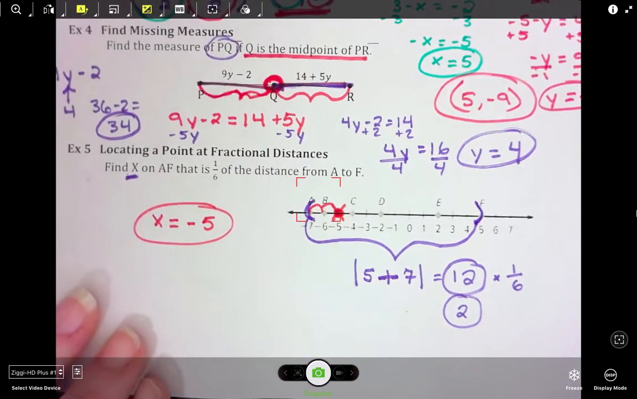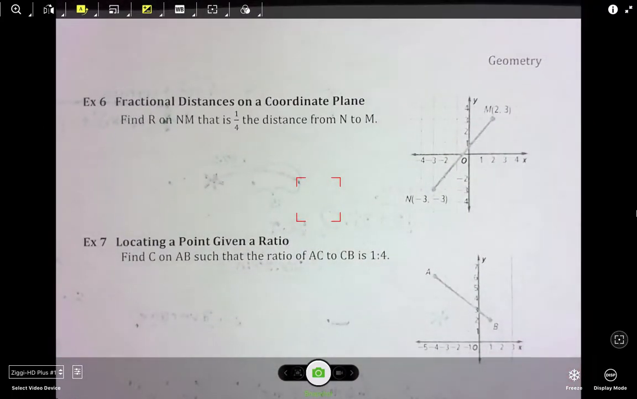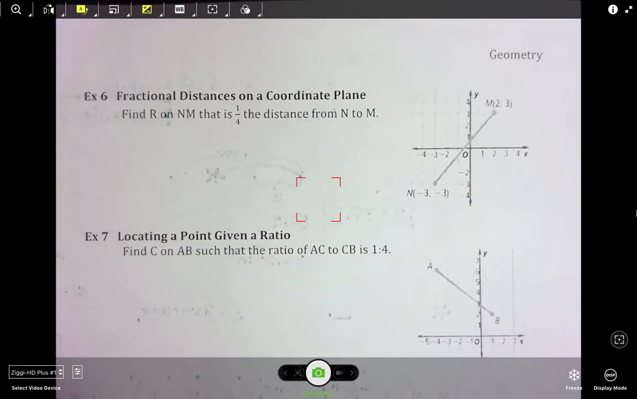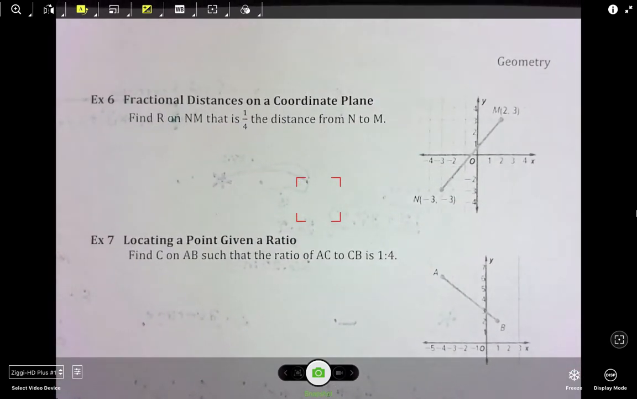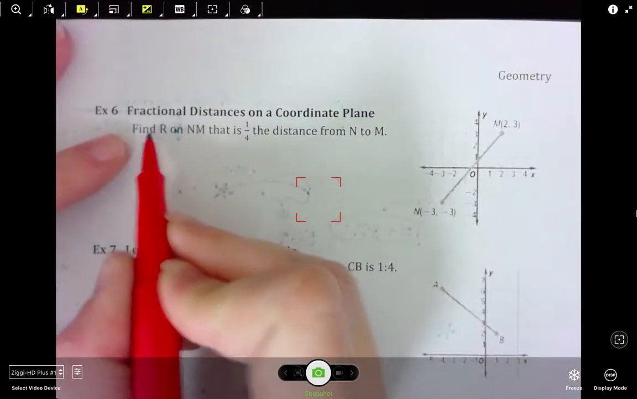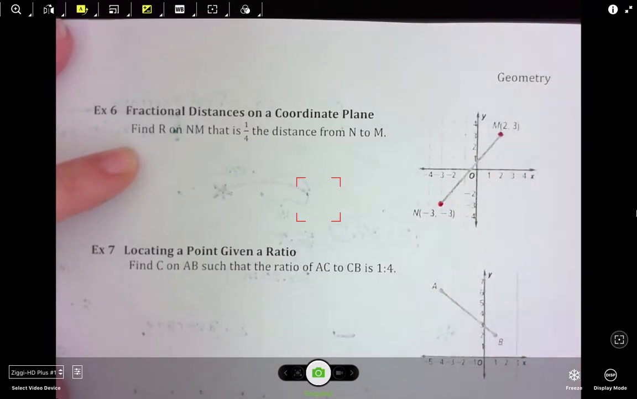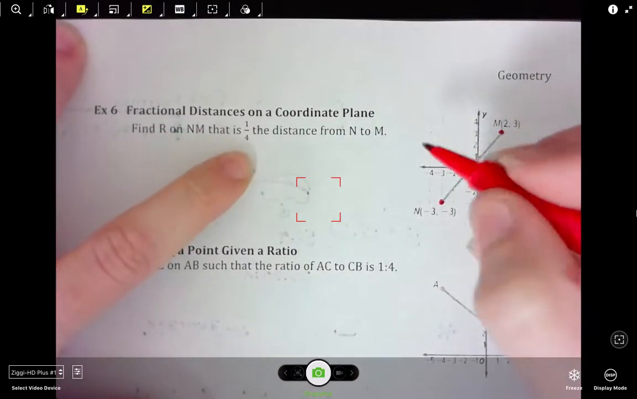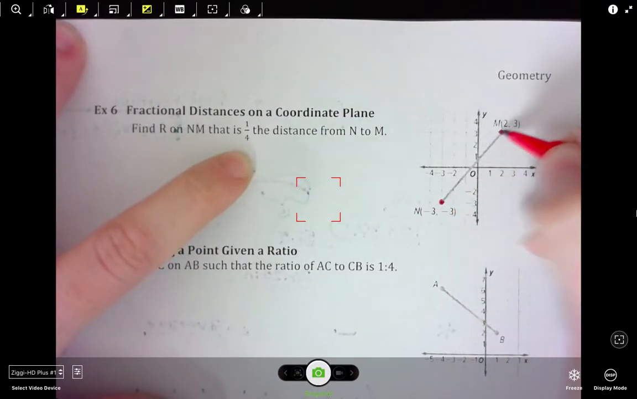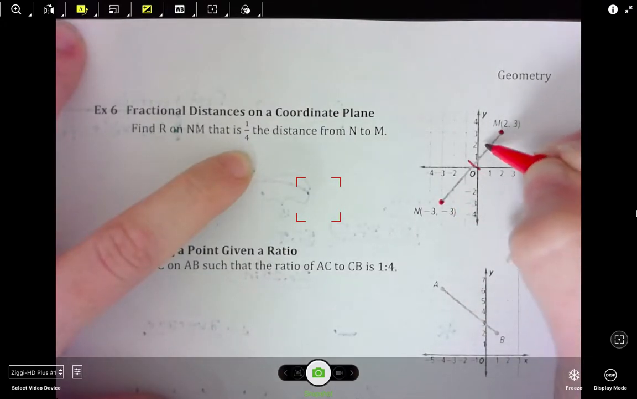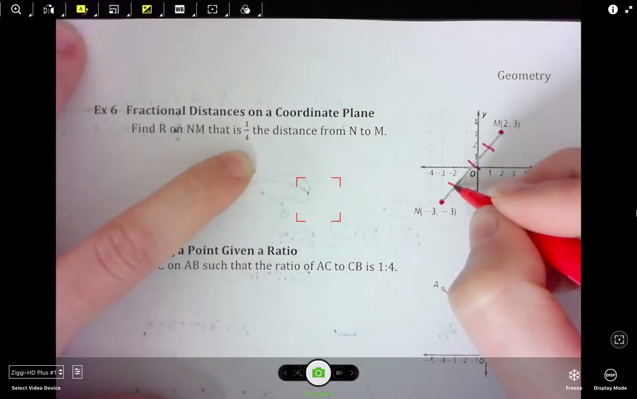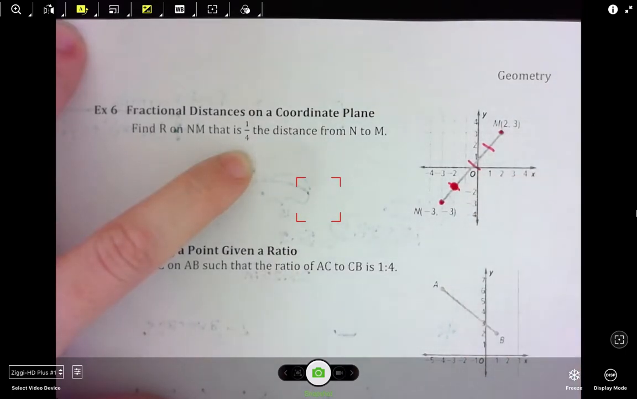Okay, all right, backside. You're doing exactly the same thing, but now you have a line that is not completely horizontal. You're actually going to have some distance. So find R on NM. R is going to be located somewhere between these 2 points, and we want it to be 1/4 of the distance from N to M. Imagine that I split this into 4 pieces. 1/4 of the distance is going to be located somewhere right there on that point. We've got to figure out what that point is.